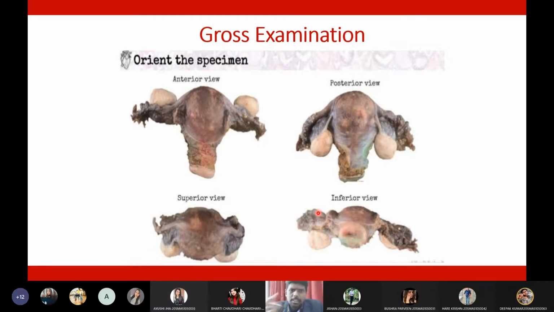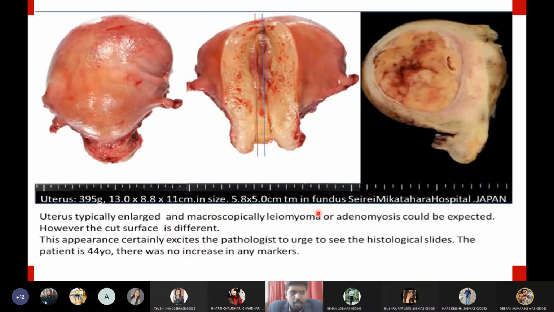So the first thing is, we must be able to identify the proper orientation of the tissue. For proper orientation, we don't require any equipment. Just by our knowledge and our vision, we can identify the orientation. So you need to identify the orientation.